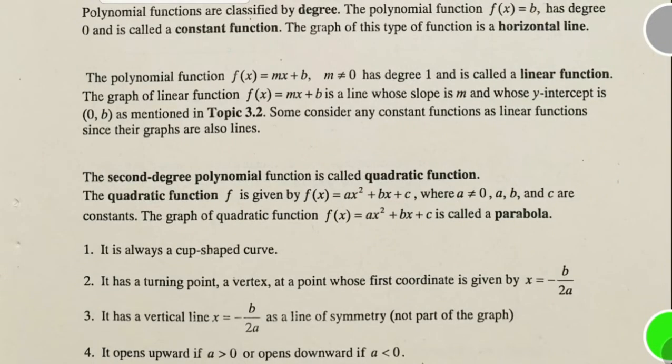So polynomials are put in classes by their degree. Degree 0. A degree 0 polynomial is like this: f of x is equal to 3, for instance. The graph of this is a horizontal straight line. A polynomial function f of x is equal to mx plus b.